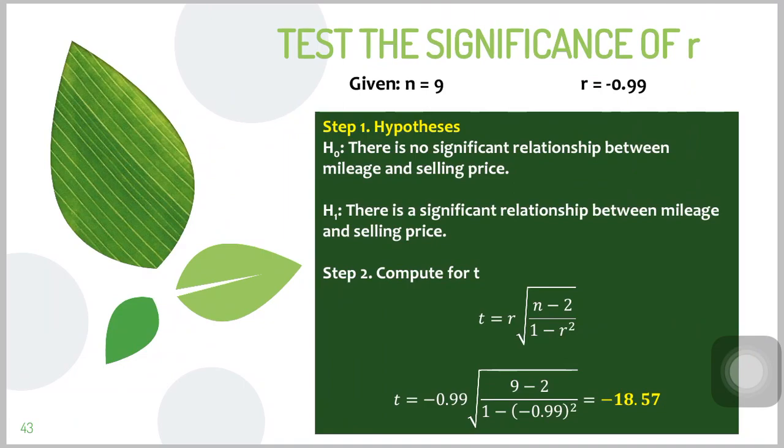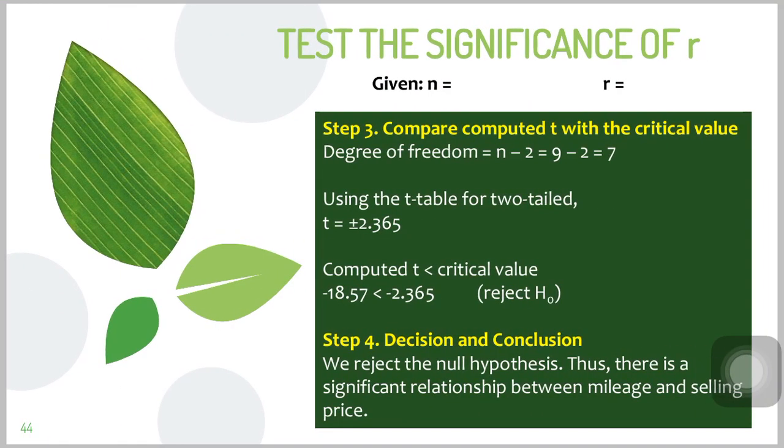Based on the computation, the value of our t is negative 18.57. We compare this with our critical value. Since our n is 9, our degree of freedom will be n minus 2. That's 9 minus 2 equals 7. Using the t-table for two-tailed, our t is 2.367. By the way, even in the previous slides, that should be plus and minus, since it is for two-tailed.